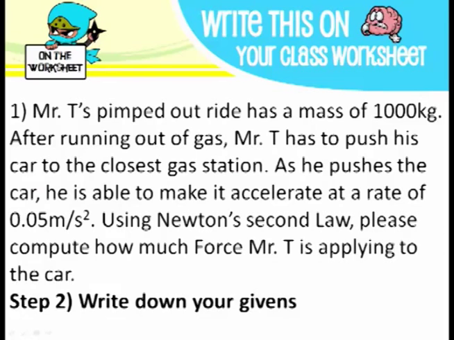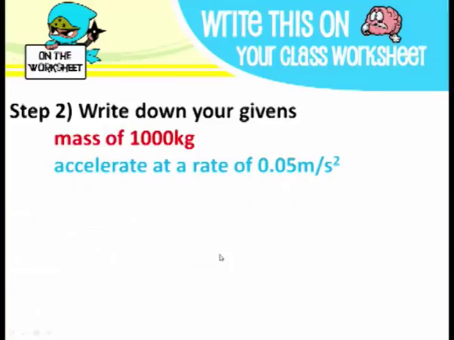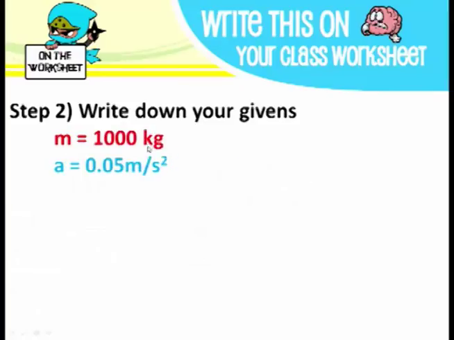Okay, so the next thing we're going to do is pull out those givens. We have a mass of 1,000, we have an acceleration of 0.05, and we're looking for how much force I am applying to the car. So those are our 3 givens. Mass of 1,000, an acceleration of 0.05, and then this last one here, which I didn't actually change the color of and I should have: how much force. That's what we're looking for. So we have 3 givens. We have M is equal to 1,000, A is equal to 0.05, and we have F is equal to question mark. That's what we're looking for, F.